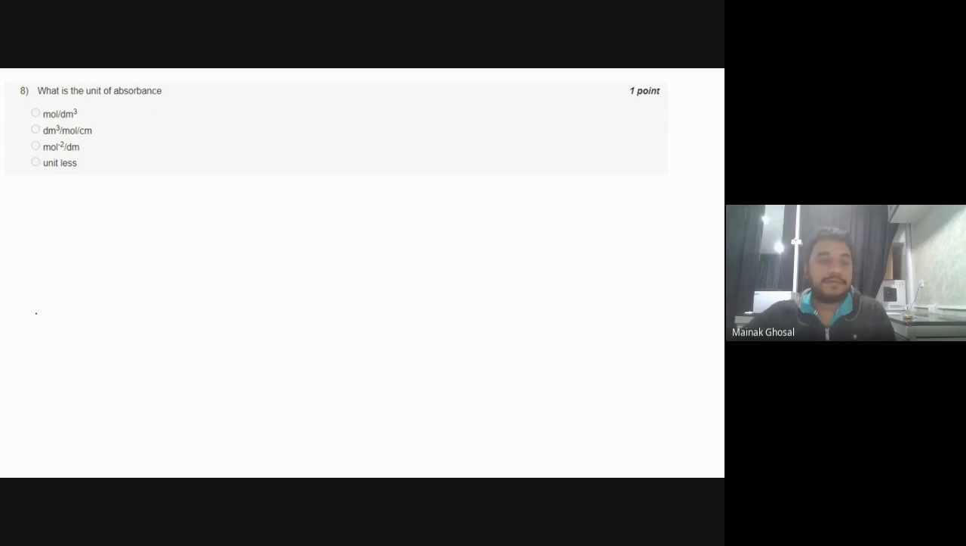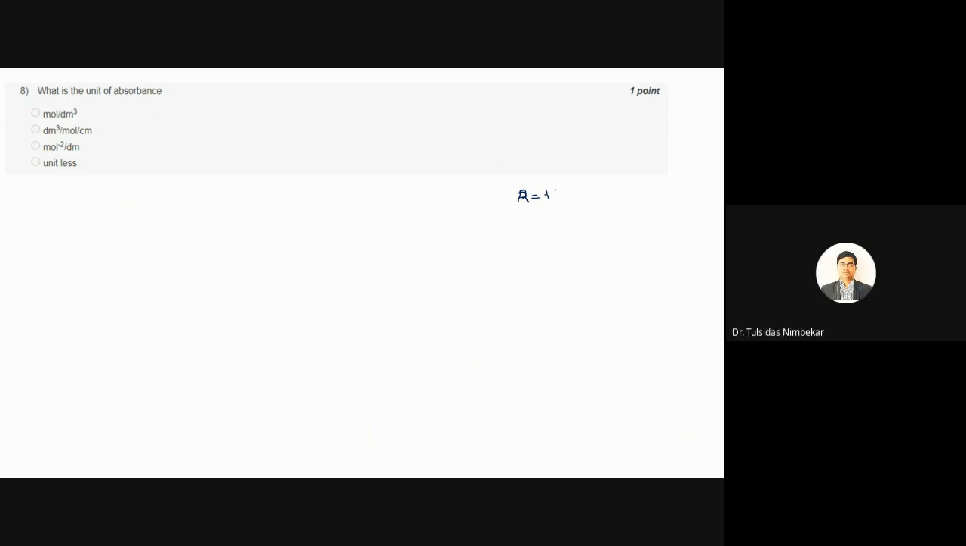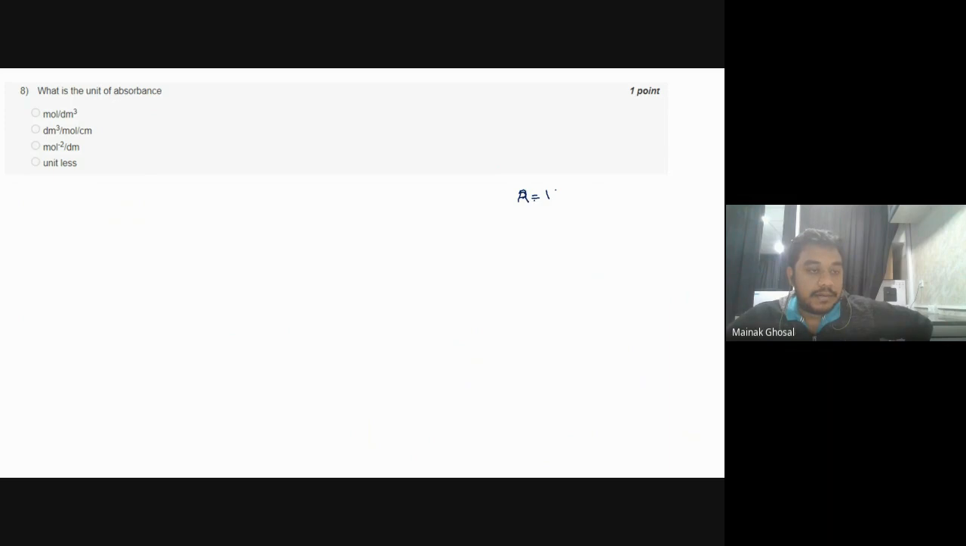So now you have to find the unit of absorbance. Anybody tell me what will be the unit? This is a pretty simple question. Mole divided by dm cubed. Yes, mole. Sorry, mole, and the unit dm cubed. The first one, nothing. Okay, let's see. You are right.